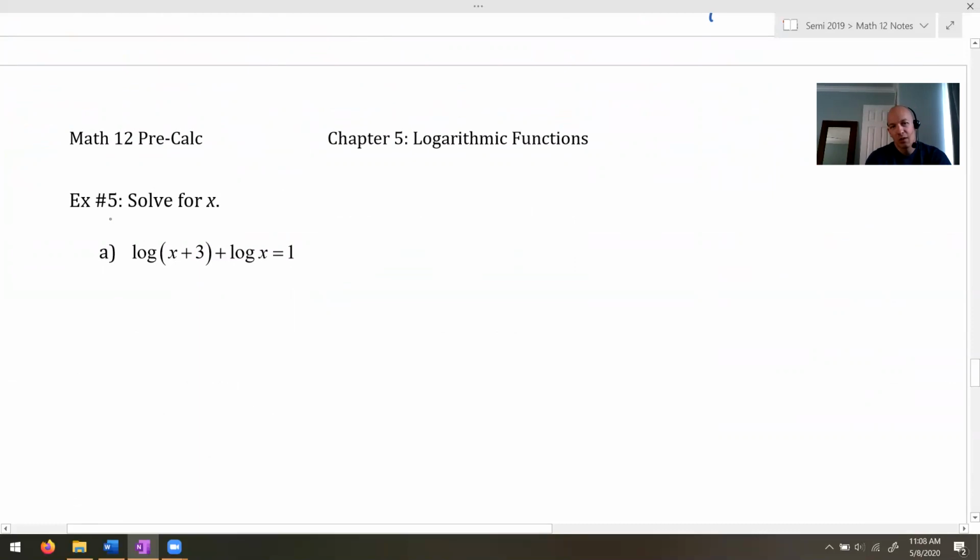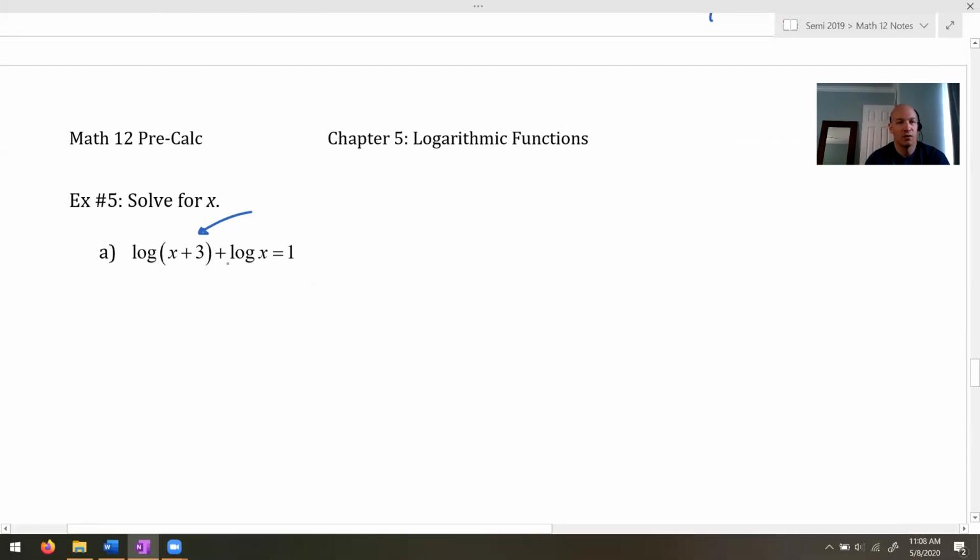Okay, so let's look at example 5. This is a pretty straightforward solve for x situation: log of something plus log of something equals something. To solve these kinds of equations, the first thing we do is pick out our domain. Let's look at the first one. It's log, and you don't see a base, so we understand it's log base 10.